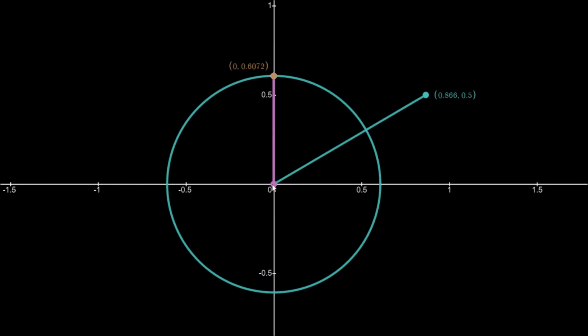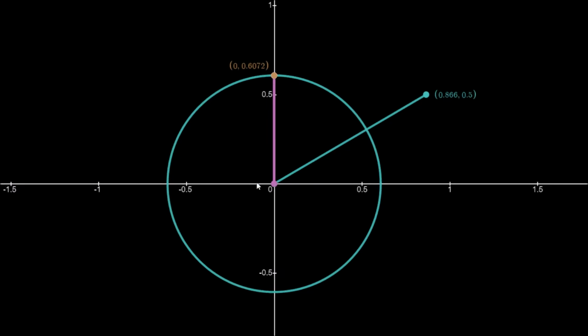Now instead of starting off with a vector which lies along the x-axis, we're going to start off with a vector that lies along the y-axis. That's this little pink vector here. The distance along the x is obviously 0, and the distance up the y-axis is going to be this scaled size, which is 0.6072.